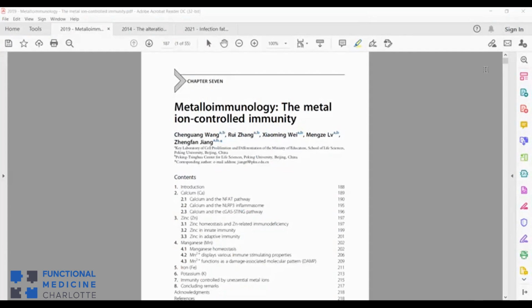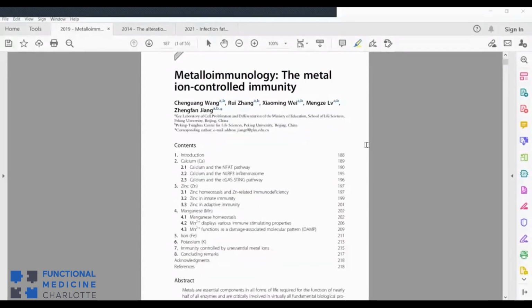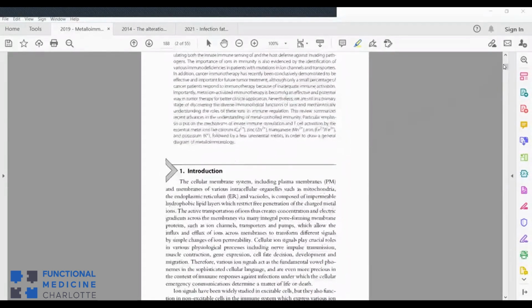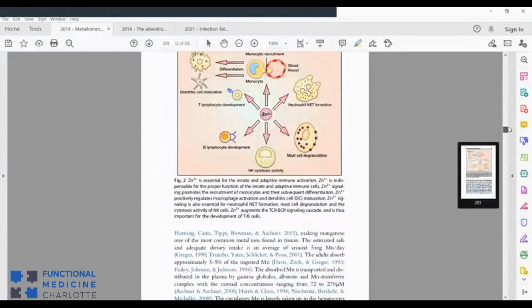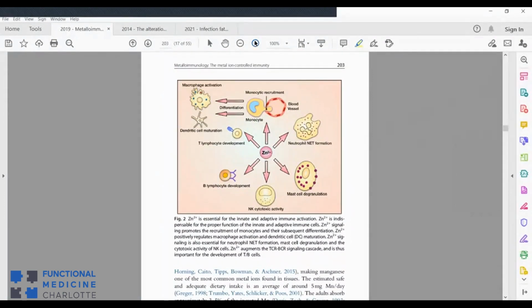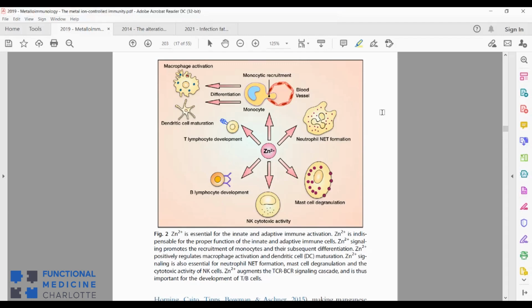So we'll start with this study called metalloimmunology, the metal ion controlled immunity. And this is a great study if you feel like, say you're flying to Switzerland and need 55 pages of something to read. If you get through this, I'd be really impressed. But if we jump down to the zinc information, there's a really good graphic that summarizes it for us that I want to focus on. So this graphic is about zinc in the immune system. And you can see in the center there is a zinc ion, and there's arrows going lots of different directions. And those arrows are telling us zinc's roles immunologically.